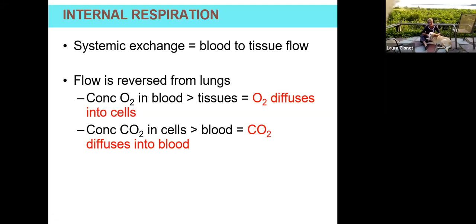And reverse for carbon dioxide. Carbon dioxide is now high in the cells. It will diffuse into the interstitial spaces and into the capillaries, into the blood. So it can be transported to the right side of the heart, to the lungs, to be diffused again into the alveoli and exhaled away.